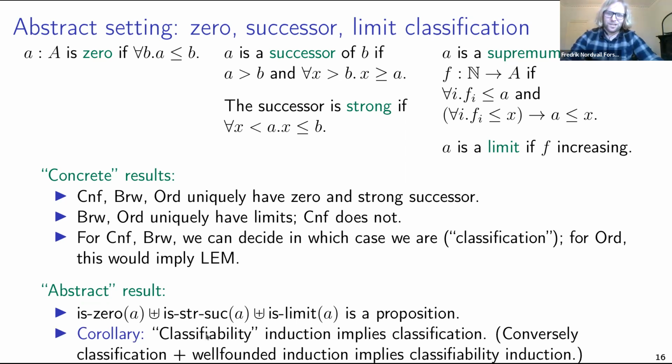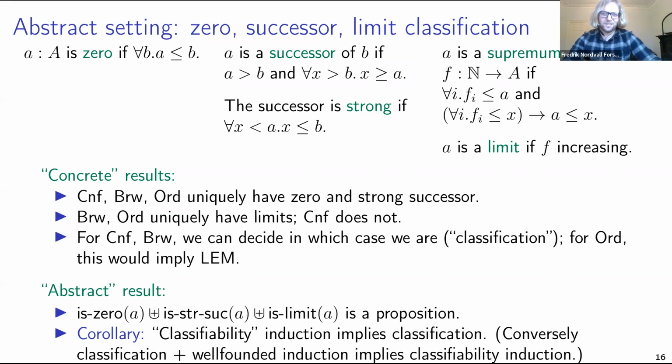if you have classifiability induction, meaning induction in the classical sense, where you have to give a case for zero, a case for successor, and a case for limits, then because this is a proposition (I mean just for propositional predicates, by the way), we can use that to prove that we can classify it, right? And conversely, if you can classify things and you have well-founded induction, then you can also do classifiability induction.